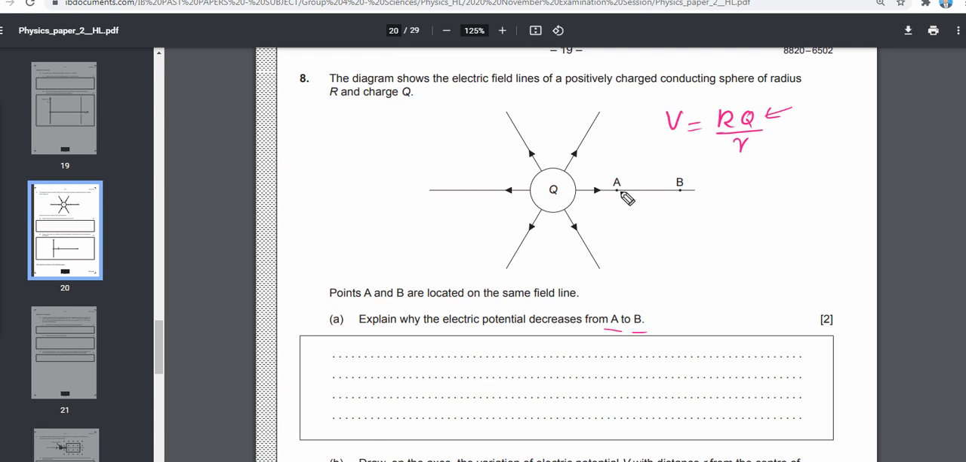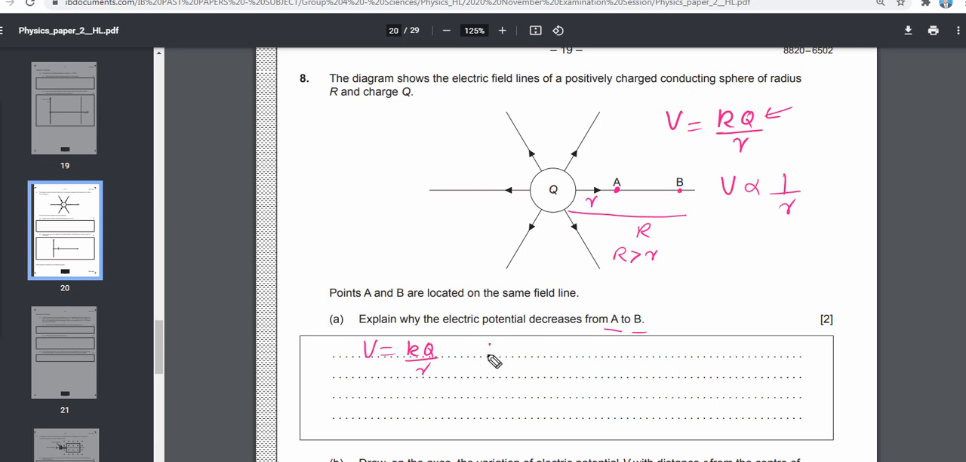As you can see, at point A the distance is less, at point B the distance is more, so that distance is greater than the distance at A. Since the electric potential is inversely proportional to the distance, you can say that the electric potential will decrease as the charge moves from point A to point B. So we'll write it over here, the formula that V is equal to KQ over R.